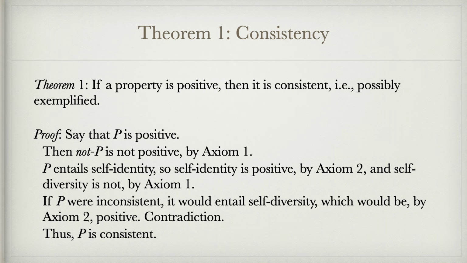Here's the proof. Say that property P is positive. Then not P is not positive. By axiom 1, P implies self-identity. Anything that has this property P must be identical to itself. So, as it turns out, that, too, being self-identical, is a positive property. That follows by axiom 2. By axiom 1, moreover, it follows that self-diversity, or self-difference, in other words, not being what you are, X not being equal to X, has got to not be a positive property.